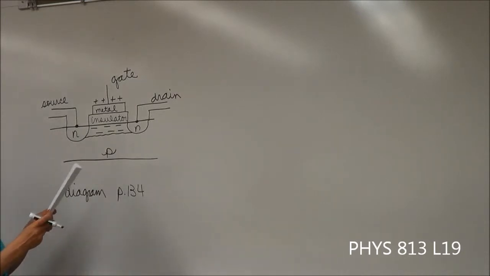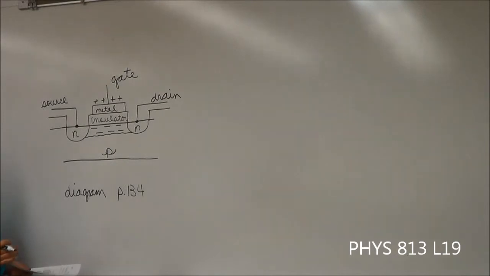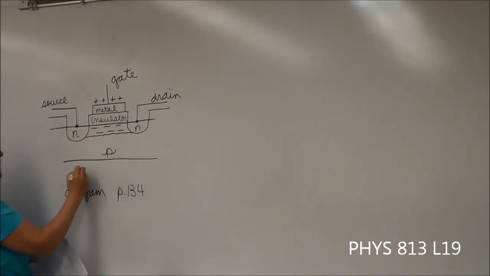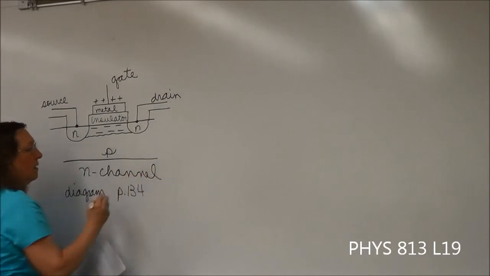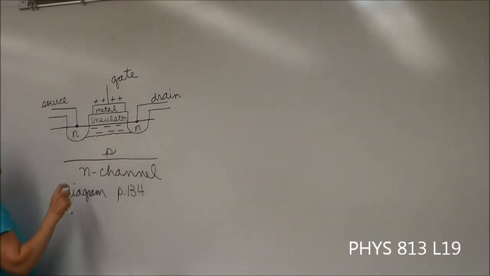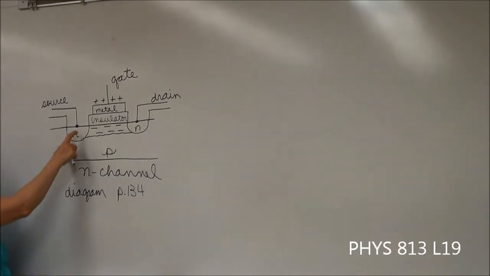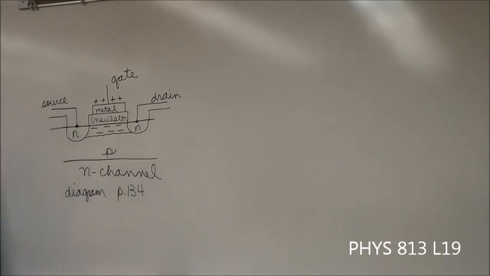Okay, the next thing we're going to look at is the circuit symbol. I'm going to show you actually both types because this one is an N-channel. This is called an N-channel transistor because of the N's here. Now, you can reverse this and put P-type material here and N-type material here, and then it works basically the opposite.